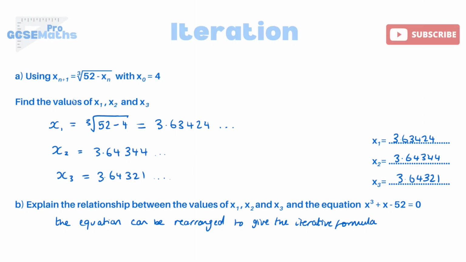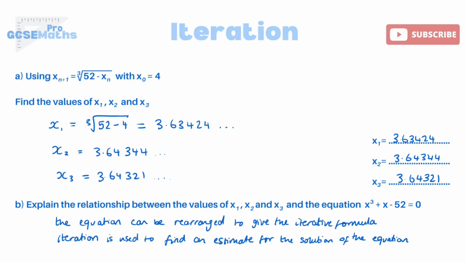Okay, how does the iterative formula then link to the values x1, x2, x3? We know that the process of iteration is used in this context to find an estimate for the solution to an equation, which in this case is this equation. So iteration is used to find an estimate for the solution of the equation. So some form of those 2 sentences. How does the equation link to the iterative formula, and how does the iterative formula link to x1, x2, x3? So that's a nice 2 marks for you there.